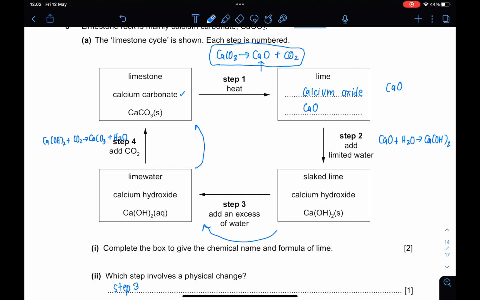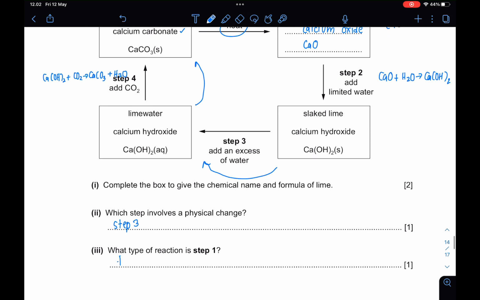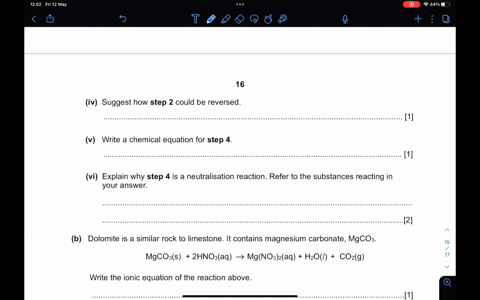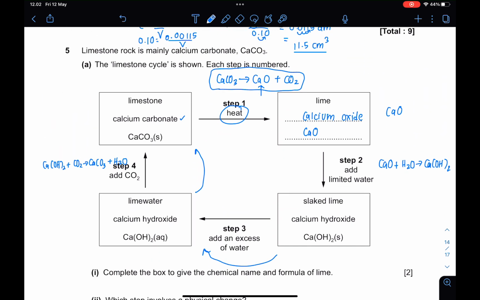So what type of reaction is step number 1? Step number 1 is where one compound is breaking down into smaller parts, so we call it decomposition. And because there's heat, we call it thermal decomposition. Decomposition is breaking down.